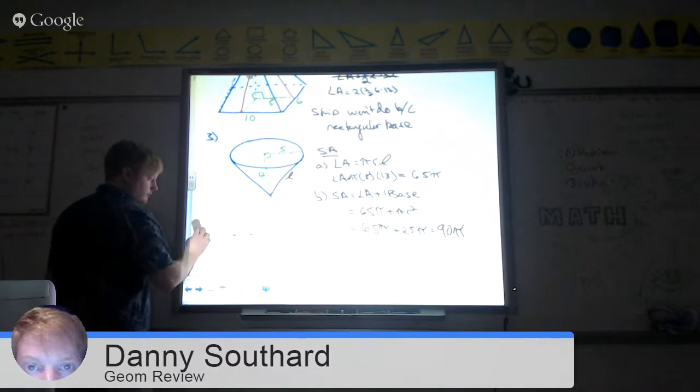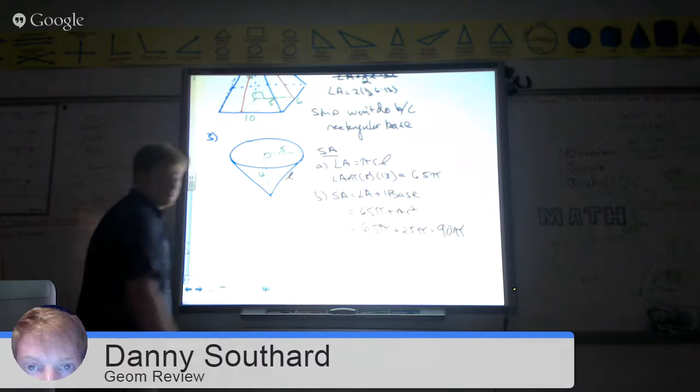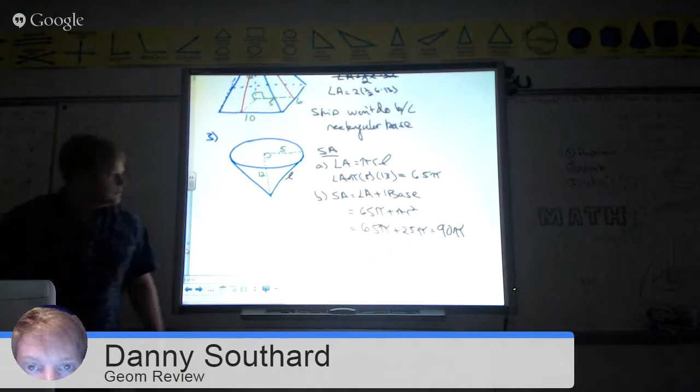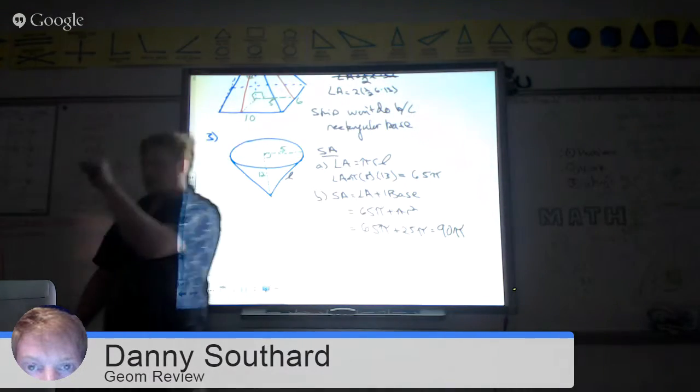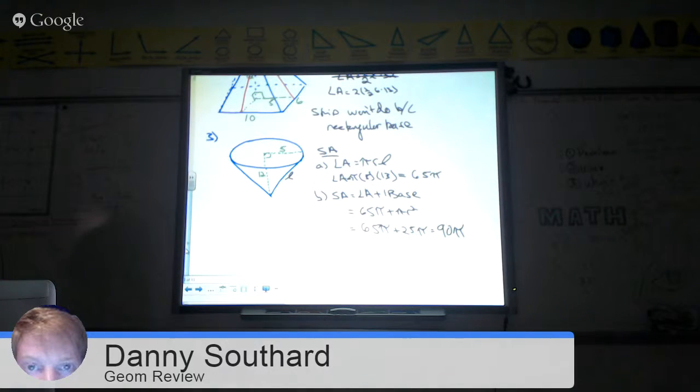I know, right? For part B, what's right in front of these? 1. There's 1 base. Pi is a number.